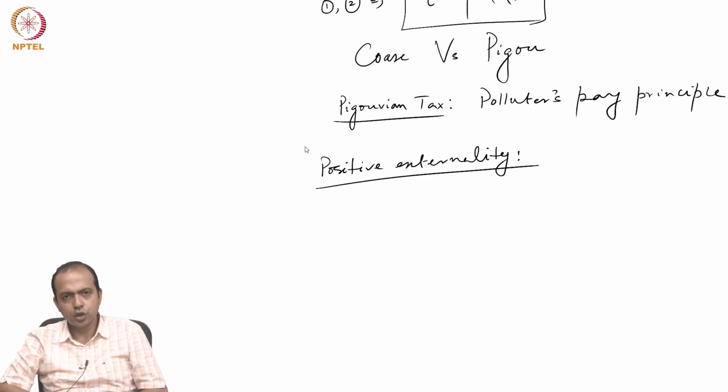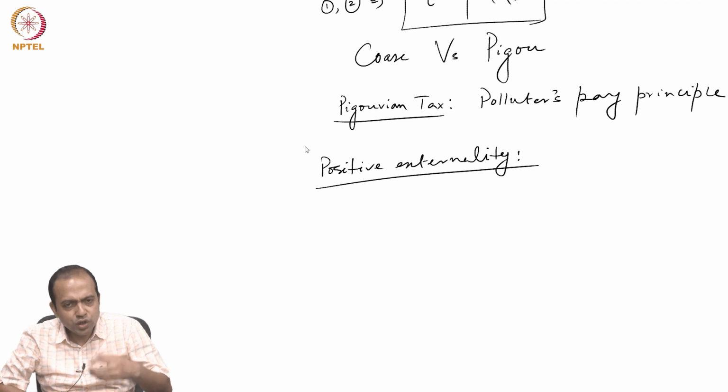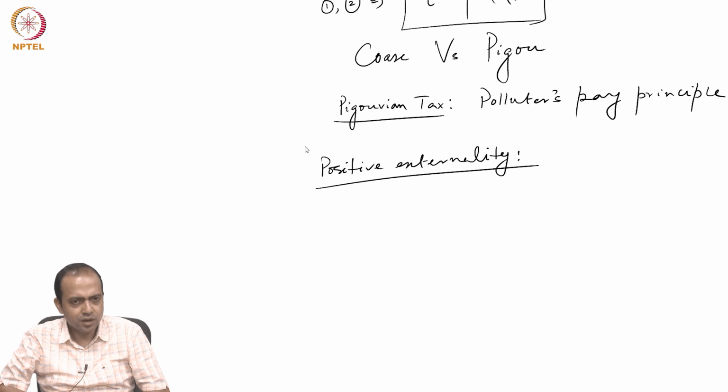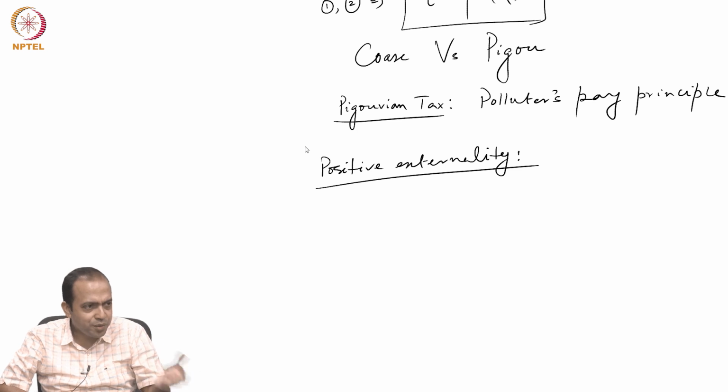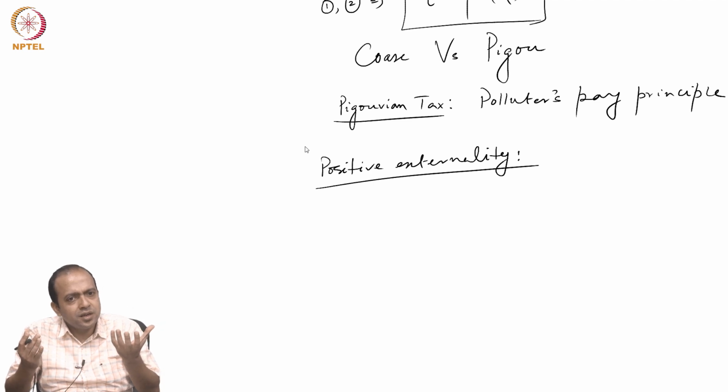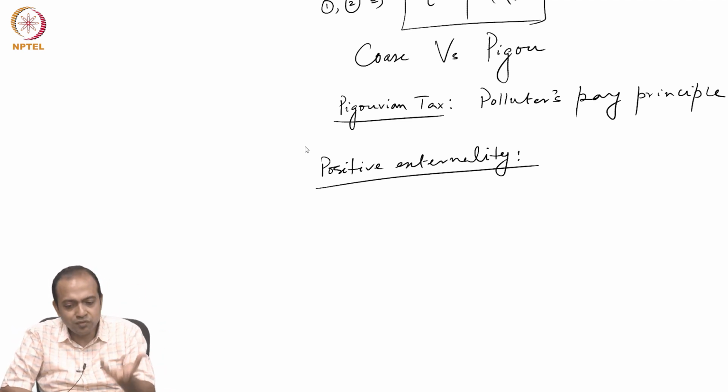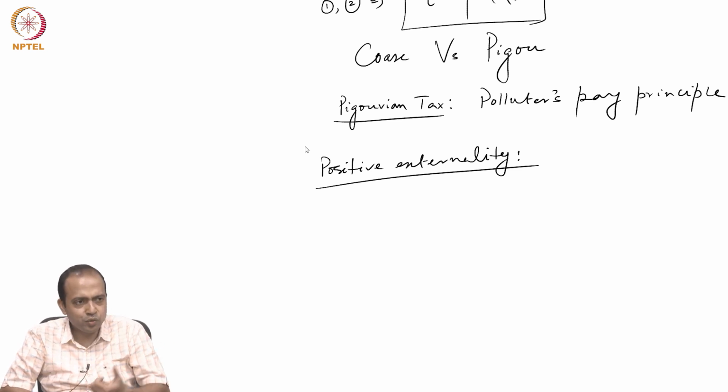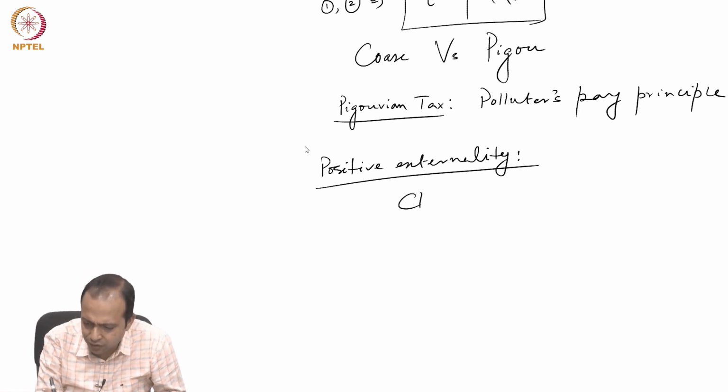Suppose somebody wants to go for clean fuel, okay. So, utilization of clean fuel not only helps that particular individual, but the entire society gets the benefit, because clean fuel will generate less pollution, environment would be clean. But the individual will only think about his or her own benefit. This is clean fuel.